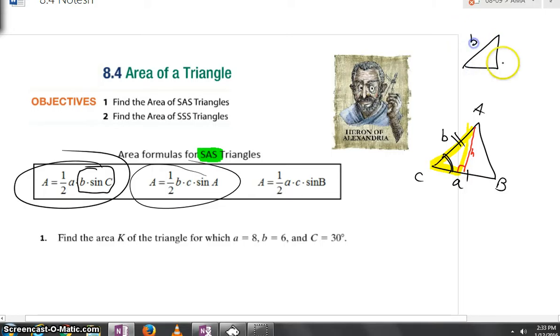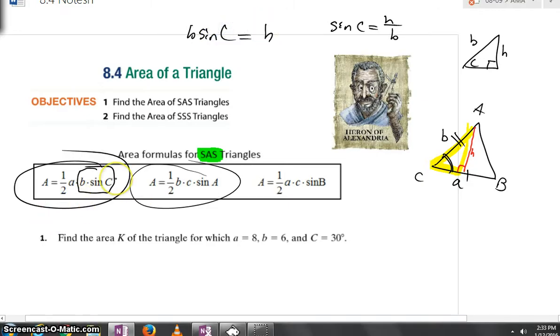If this is B and if this is H and this is C, go back to SOHCAHTOA. Do you see what I'm talking about? Go back to SOHCAHTOA. You'd say, oh, the sine of angle C is equal to the opposite over the hypotenuse. In other words, the height is B sine of angle C.